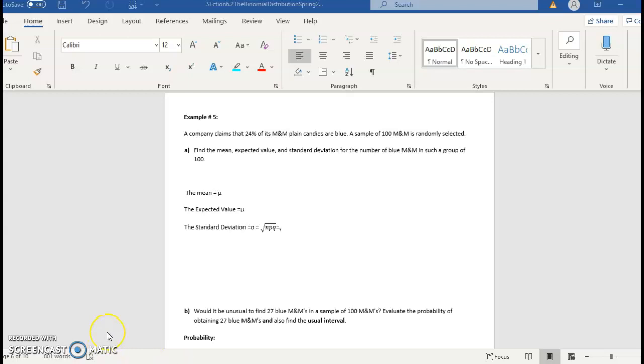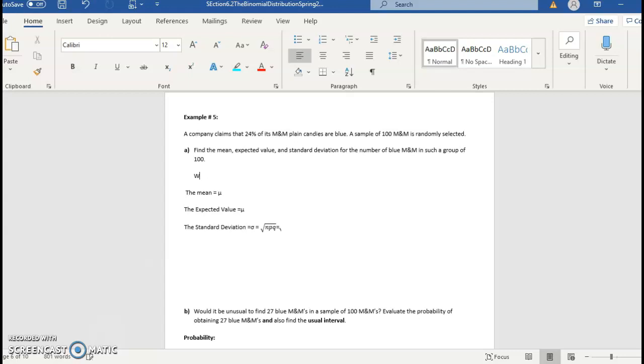So they're basically stating that a company produces M&Ms and the chance that one of these is blue has a 24% chance of occurring. The sample has 100 M&Ms that are randomly selected. Now, they want us to find the mean, expected value, and standard deviation out of the 100 M&Ms.